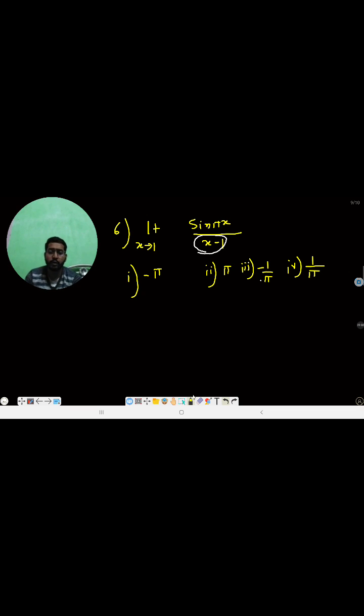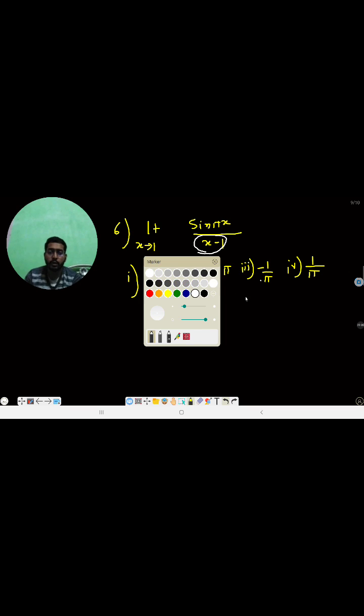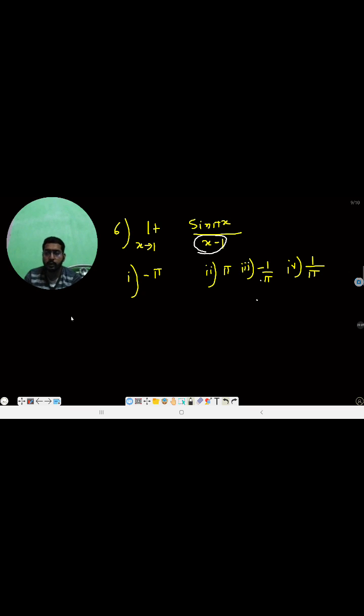So how to find the value of this one? First try this and check what will be the result. Here x tends to 1, and there is x minus 1, so we have to substitute x minus 1 with a variable. Suppose I am taking it as y. Now if x tends to 1 and I put x equals 1, y will become 0, since 1 minus 1 is 0. So y tends to 0. That means whenever x tends to 1, y tends to 0.